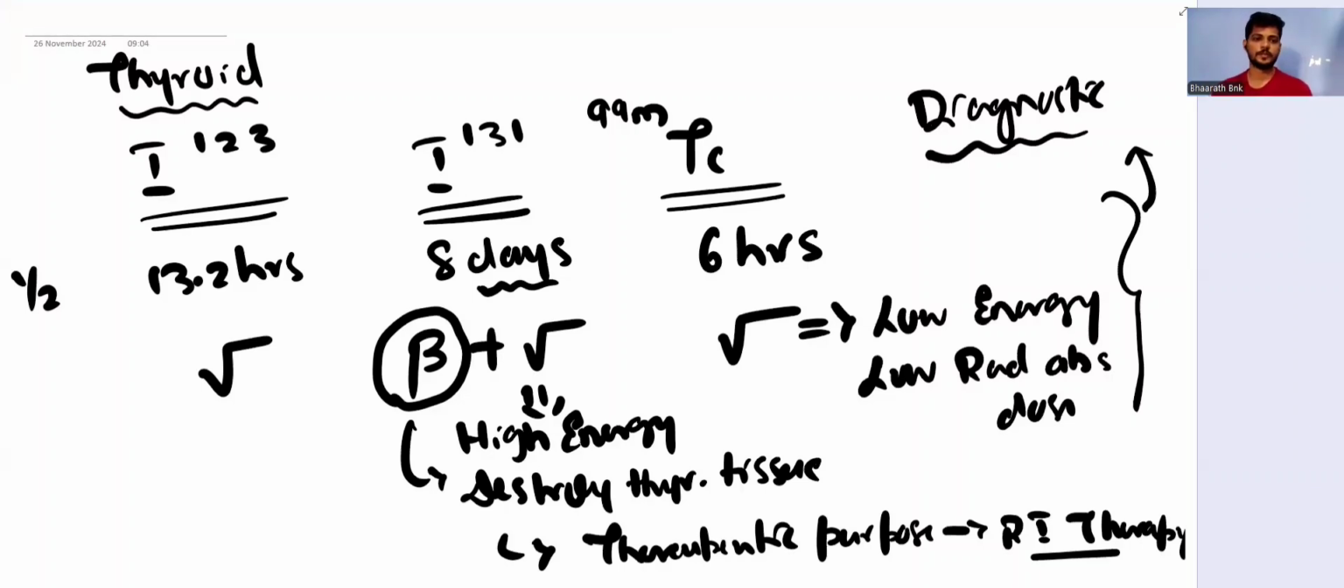Iodine 123 has a half-life of 13.2 hours. It also emits gamma radiation, and it is also used for diagnostic purposes.